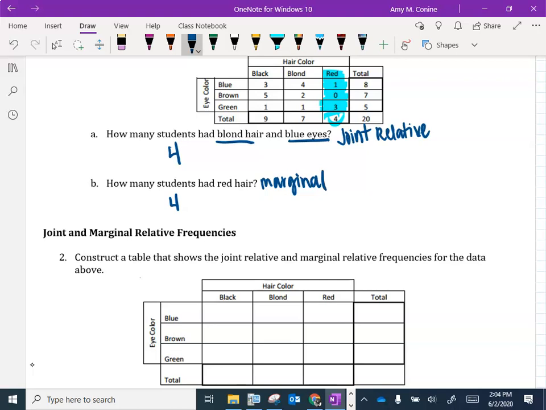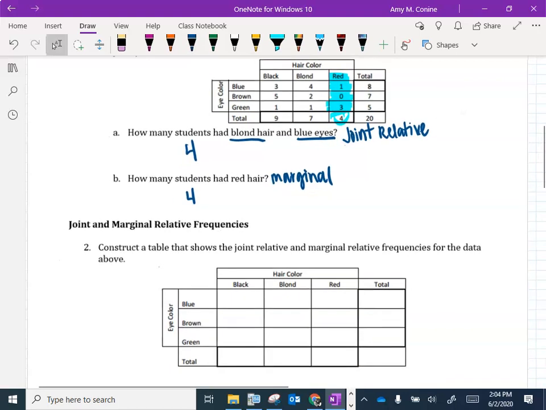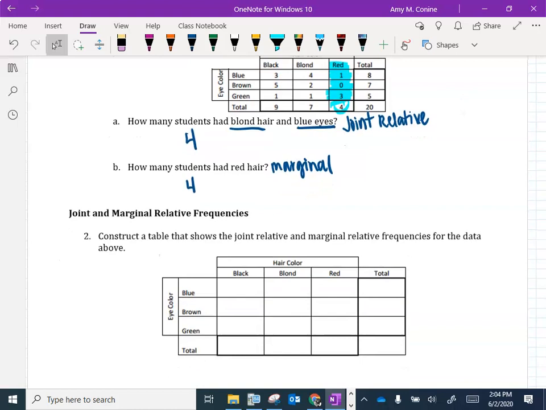So for 2, construct a table that shows the joint relative and marginal relative frequencies for the table above. So we're going to take the table that we have here, and we're going to figure out the relative frequencies. So we'll put them in percents. Sometimes they're in decimals, but we'll go ahead and put them in percents for this example.